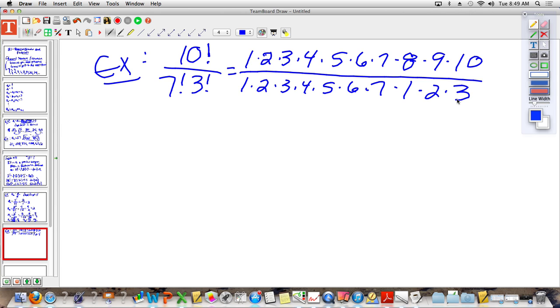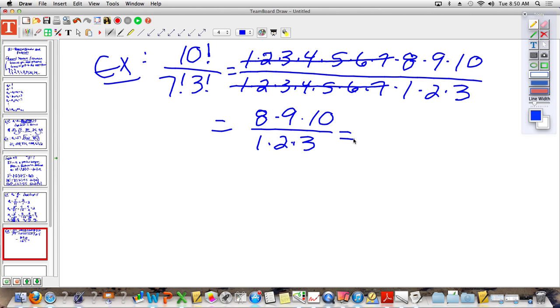Can you cancel anything out? Is there anything in the numerator and the denominator that are the same? Yeah. 1 through 7. All of these things in the top cancel out with all of these things in the bottom, leaving you only with 8 times 9 times 10 divided by 1 times 2 times 3. What is 8 times 9 times 10? 720. And then 1 times 2 times 3 is 6. 720 divided by 6, I believe, is 120. That easy?